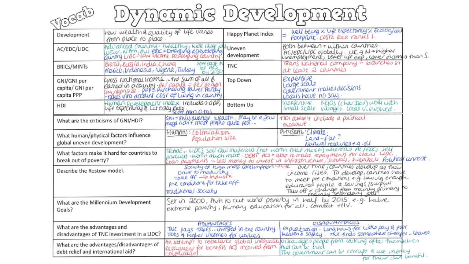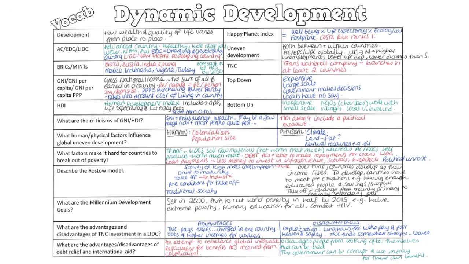Takeoff is where the country industrializes. This is where they move from mainly primary jobs to mainly secondary, so from farming to factories. Then you've got the drive to maturity, and finally the society of high mass consumption, which is like the UK is today. So this is where people have disposable income to spend on goods and services.